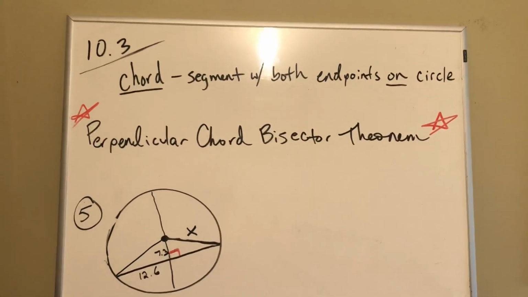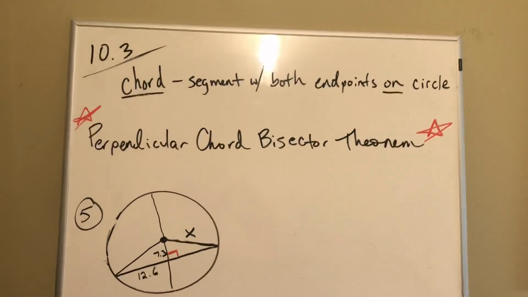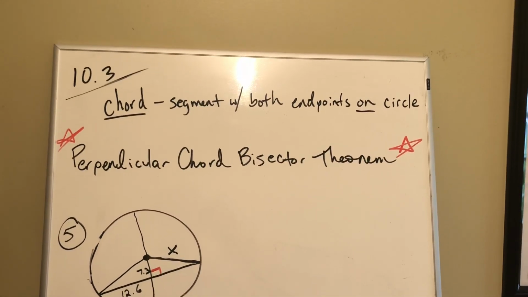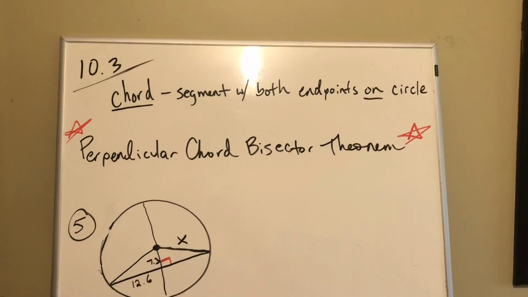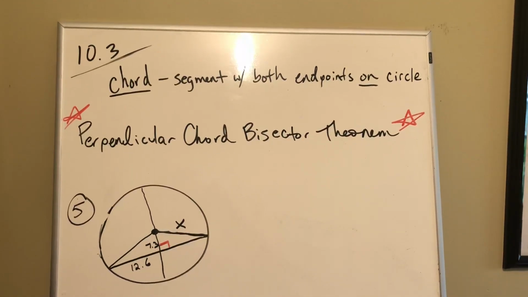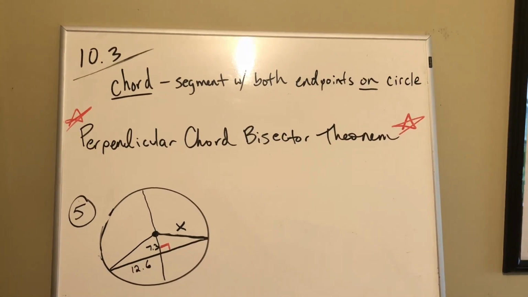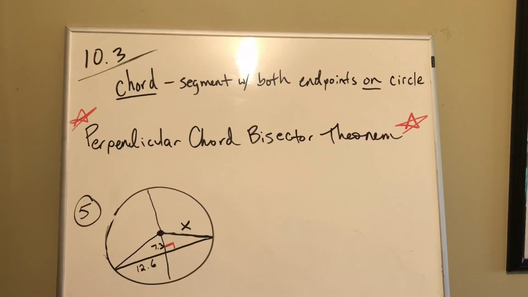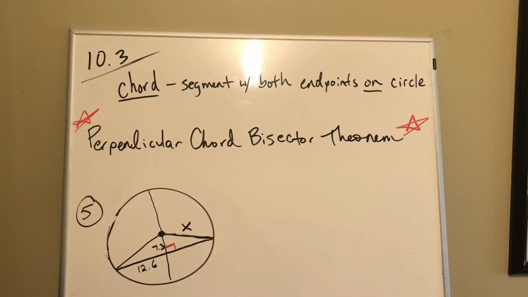In today's lesson on 10.3, the theorem I want you to focus on is the perpendicular chord bisector theorem. It's the second one in this section and it's labeled with number 10.7. We learned in the first section of this chapter that a chord is a line segment with two endpoints that are on the circle, so contained entirely in the interior of the circle.